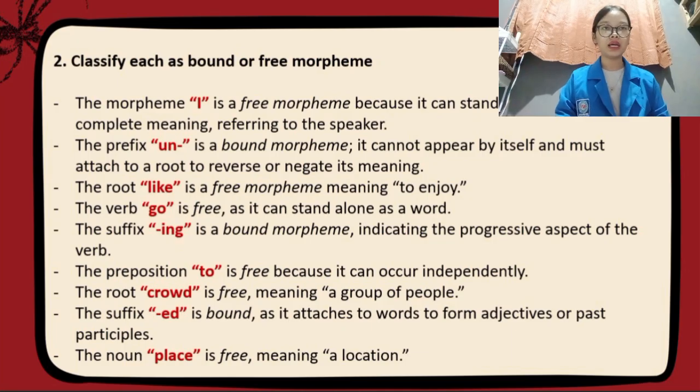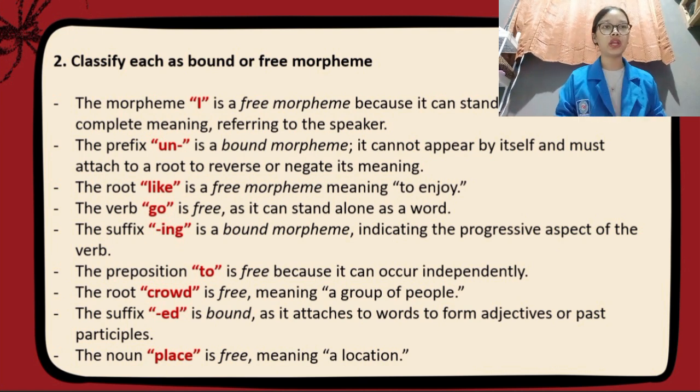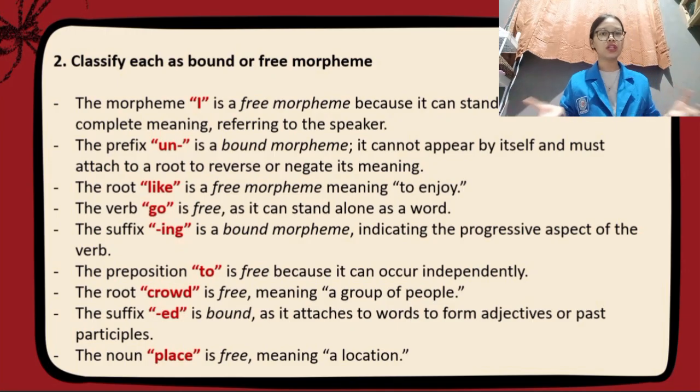The morpheme "I" is a free morpheme because it can stand alone and has a complete meaning referring to the speaker. The next we have the prefix "un-," a bound morpheme. It cannot appear by itself and must attach to a root to reverse or negate its meaning. The next we have the root "like," a free morpheme, meaning to enjoy.